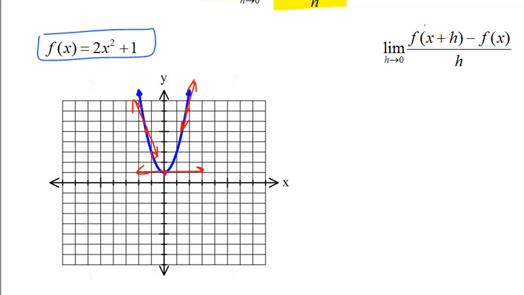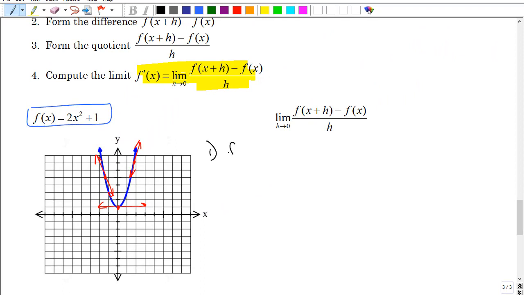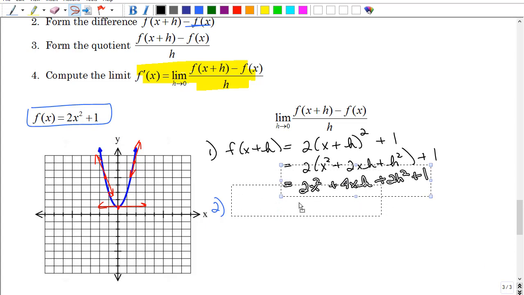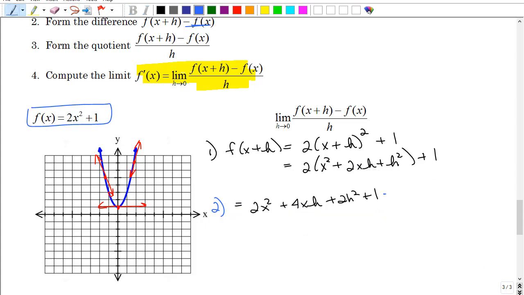So let's go through those 4 steps. So step 1 is to find f of x plus h. So wherever there's an x, we're going to put in an x plus h. We practiced this earlier in the chapter, so hopefully you're pretty good at it. Okay. Again, the second step is to subtract f of x. So I'm going to have, again, I'm going to kind of cheat a little bit. I'm going to have that, and I need to subtract my original function.